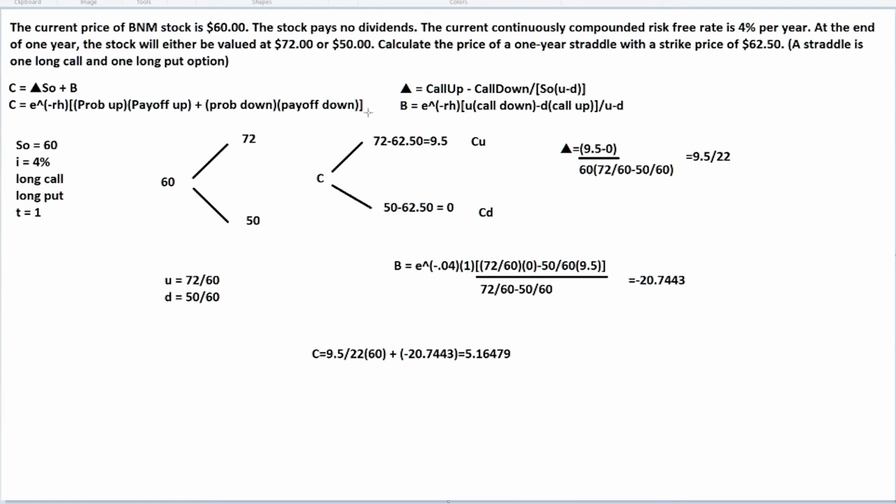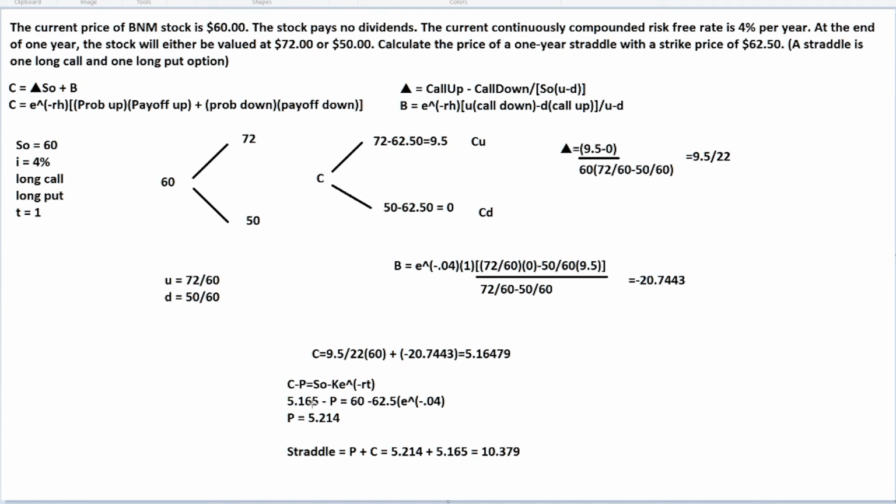Remember, this problem asks for a straddle, which is a long call and a long put at the same strike price. We've got to remember put-call parity, so we just put that in. Our put-call parity formula is a call minus a put equals our underlying asset minus the present value of the strike price with continuous compounding, which is e to the negative RT. Just fill in the blanks with our numbers here, and we get that the put price is 5.214.